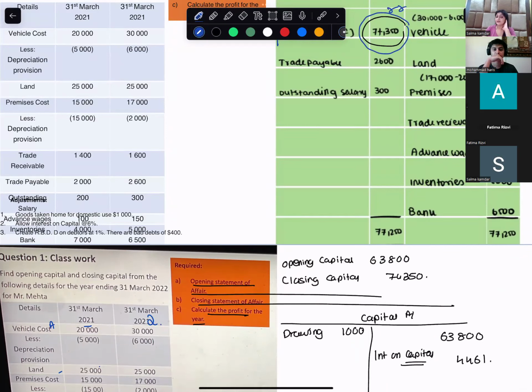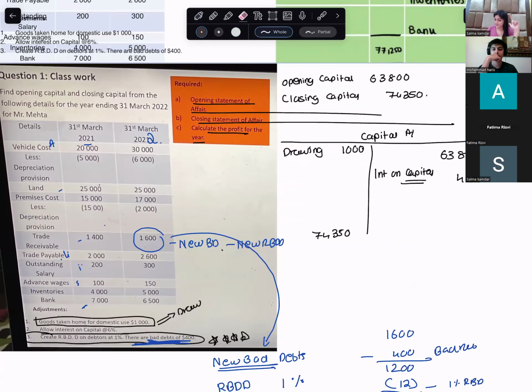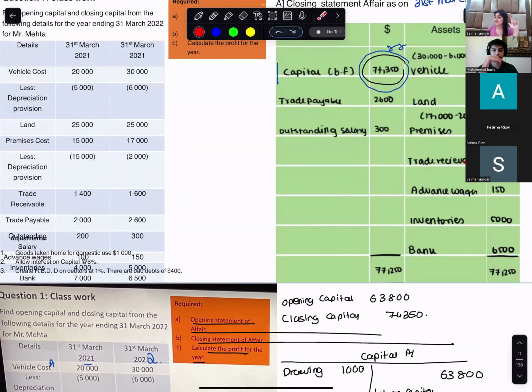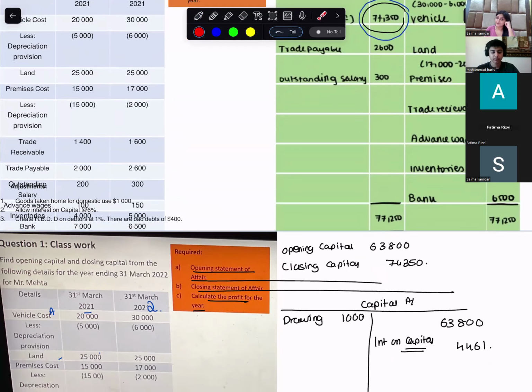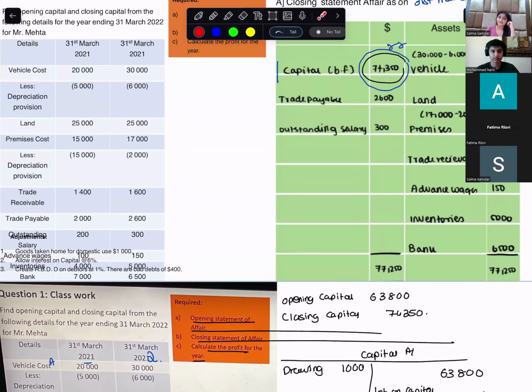I did not correct it to you before because I wanted you to realize that reading the adjustments is very, very, very important. Because if you don't read one adjustment, you don't give the effect of that adjustment. This will give you wrong capital and then wrong profit. Are you with me? Okay. So can you correct and give me the closing capital first?